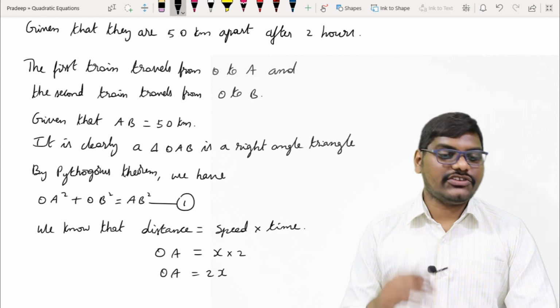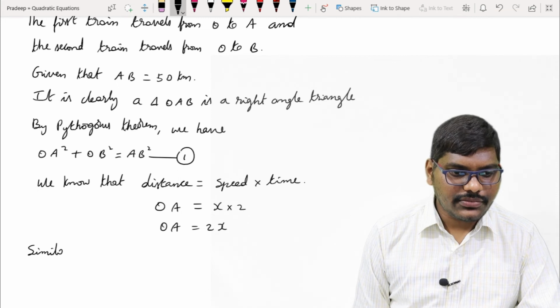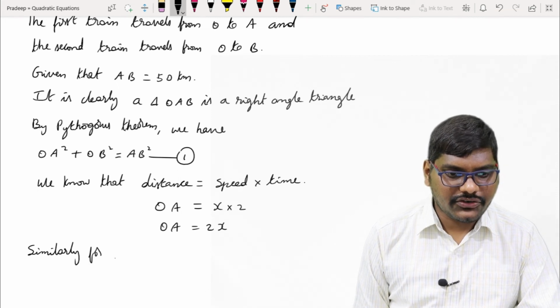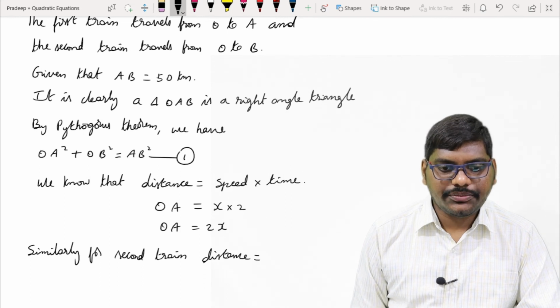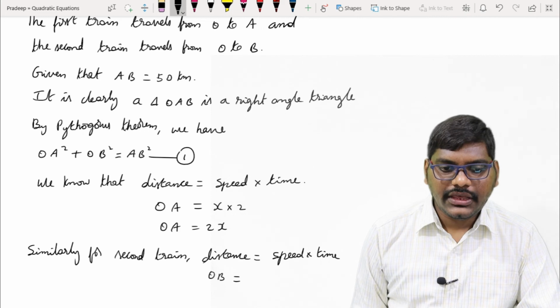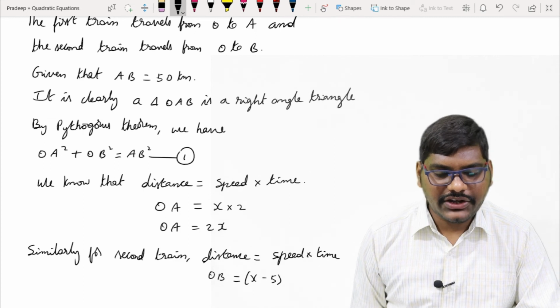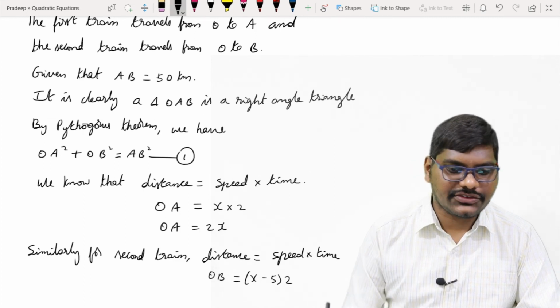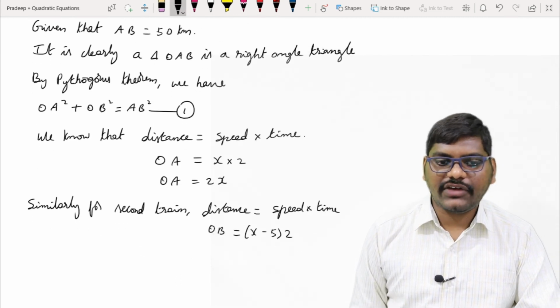Alright, similarly we'll write for the second train also. The distance is speed into time. So here the distance is OB, and the speed in this case is x minus 5, which we have already taken. When it comes to time, it was 2 in both of the cases. So for OB we got x minus 5 into 2.